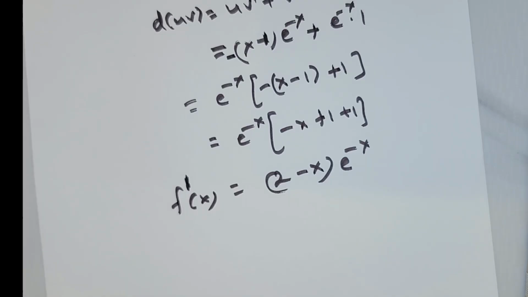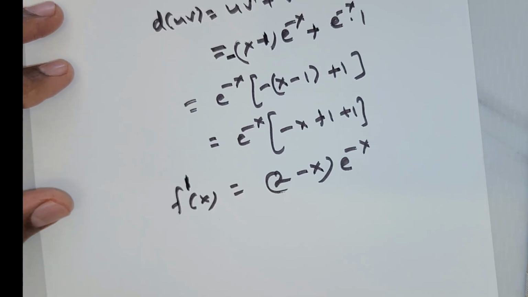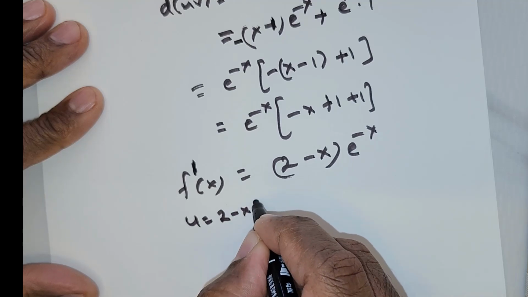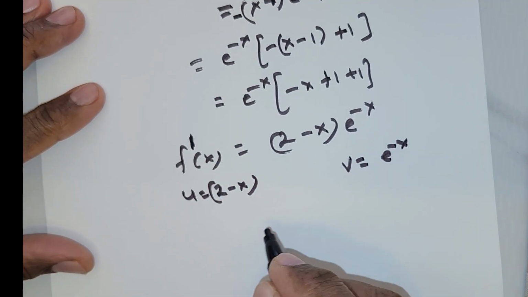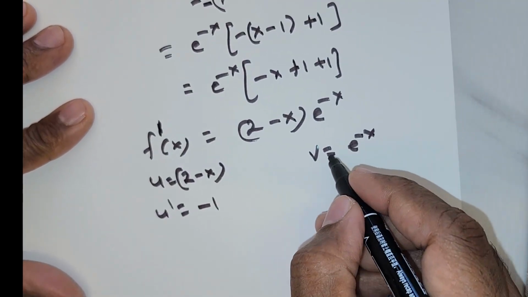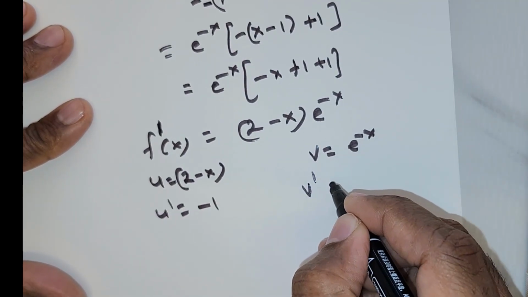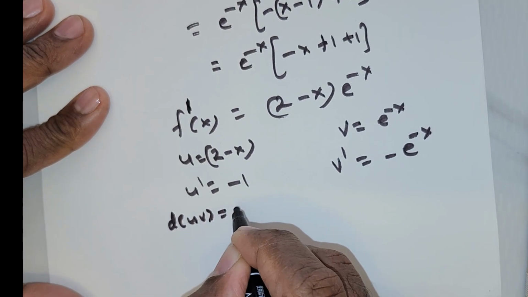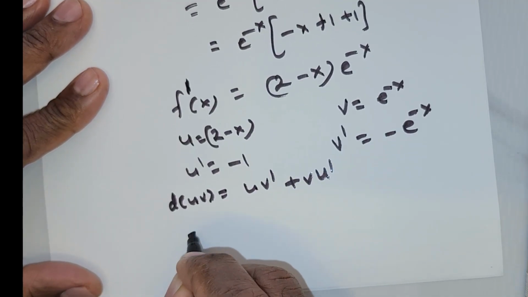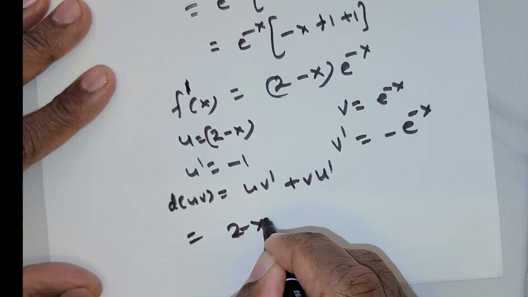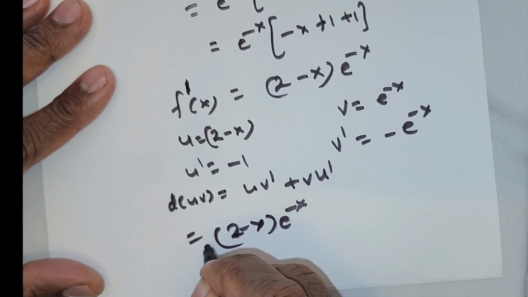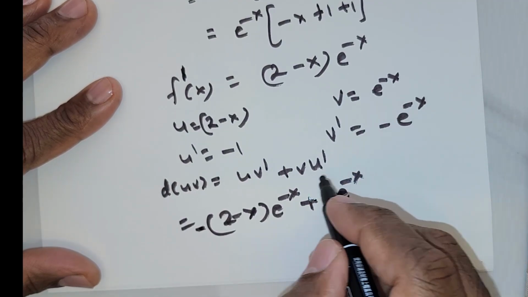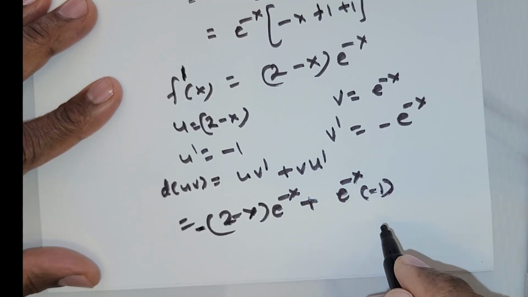Okay, now we have to take the second derivative. So I would take u to be equal to 2 − x, and u dash is going to be negative 1. V is e raised to the power of negative x, right? So v dash is going to be e raised to the power of negative x followed by a negative sign. So d of uv is equal to u times v dash plus v times u dash. My u is 2 − x, my v dash is e raised to the power of negative x with the negative sign there, followed by v, which is e raised to the power of negative x, and my u dash is negative 1.